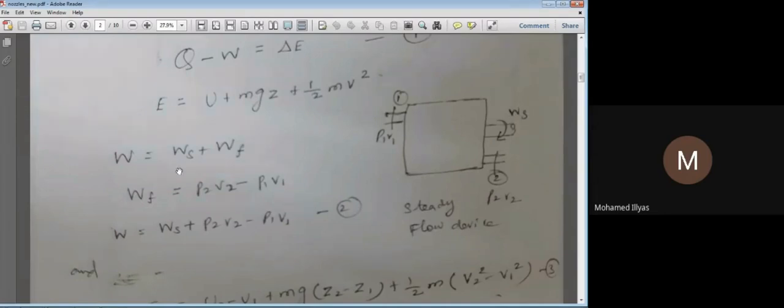So whenever we consider work done in the case of a steady flow device, two types of work will be considered. One is called shaft work, another is called flow work. Shaft work means, if you take a turbine, when the steam is allowed to expand, the steam energy is utilized and I'll be getting some output. That is shaft work. So what about flow work here? If we take this as a turbine, we may have openings for inlet and outlet, and the opening will generally be small compared to the entire size of the turbine.